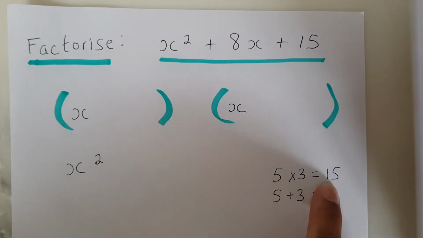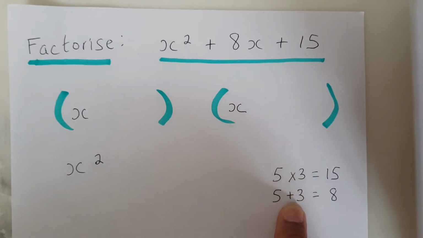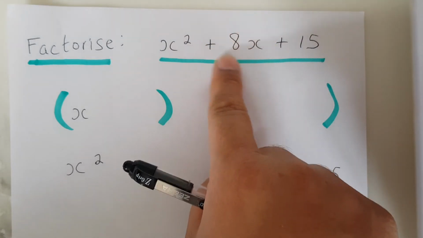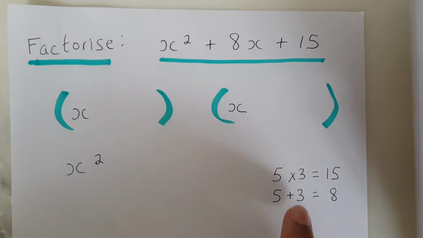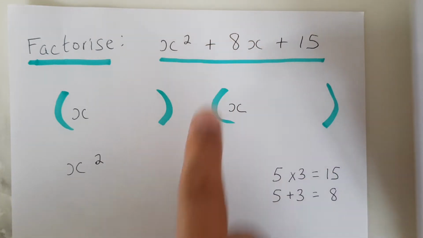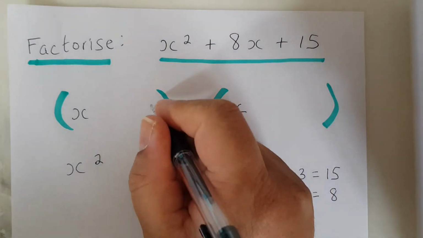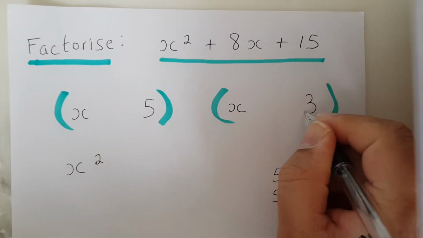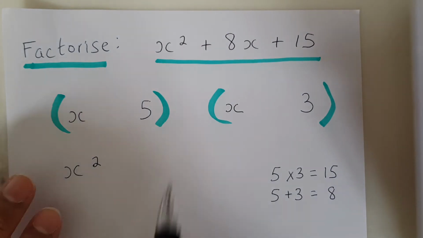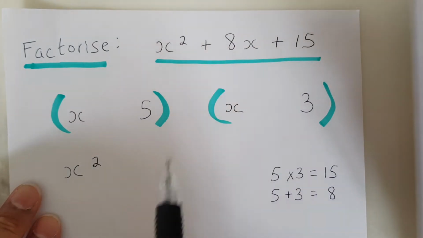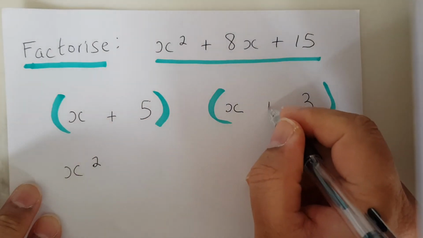So two numbers multiplied together to make the last number, and the same two numbers add or take away to make the middle number, the x, which we can. 5 plus 3 is 8, which we can. So we're going to use 5 and 3. So 5 goes in there, 3 goes in there. They're all positive numbers anyway, so we're going to put a positive, which is nice and easy for now.